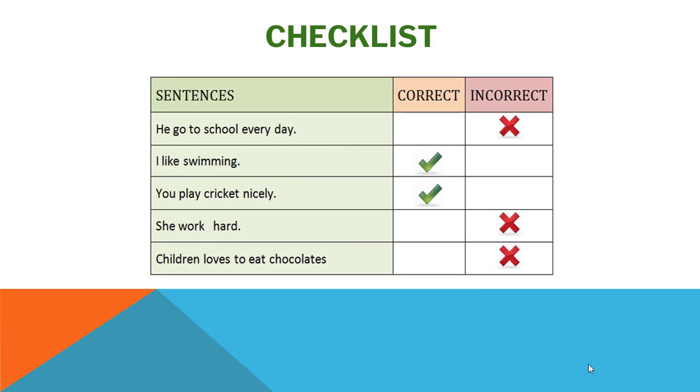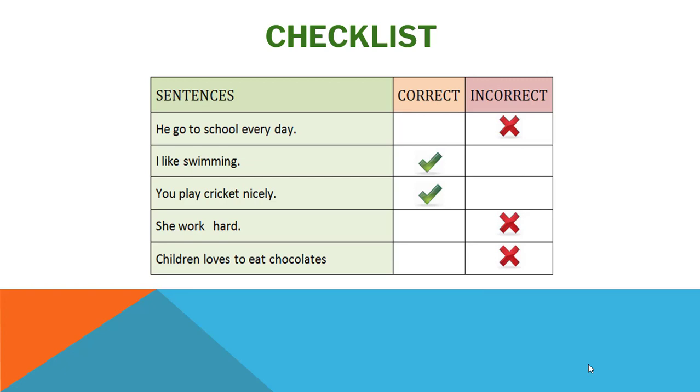In the first statement, the subject is used as a singular subject. In singular subject, we use S, R, E, S with the base form of verb. In this way, this sentence is incorrect because with the base form S, R, E, S is not used. Next statement is I like swimming. This statement is correct because we do not use S, R, E, S as we have the subject like I.